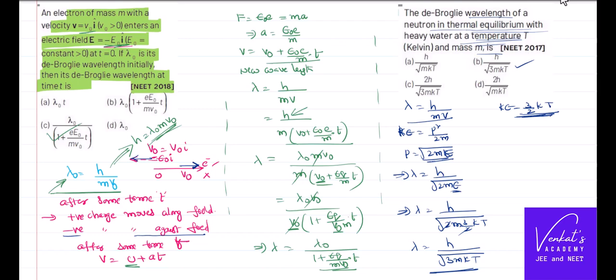So this is based on the kinetic energy of a particle with a certain heat energy, a certain temperature, which is 3 by 2 times the Boltzmann constant into the absolute temperature. Now this is based on the law of equipartition, that each degree of freedom will have a certain kinetic energy. That's how we solve this problem.